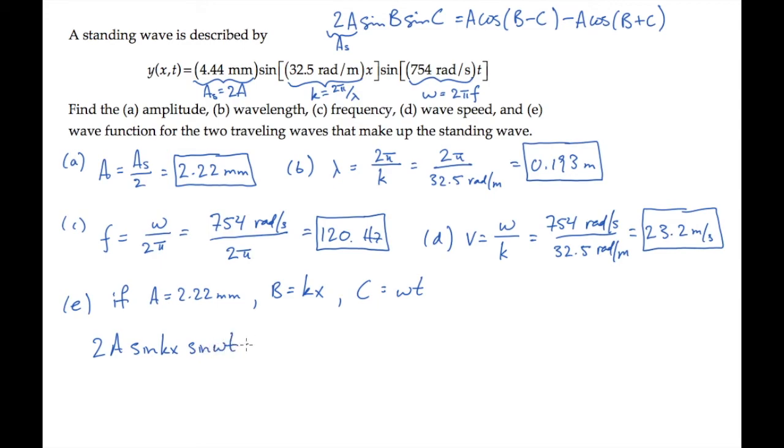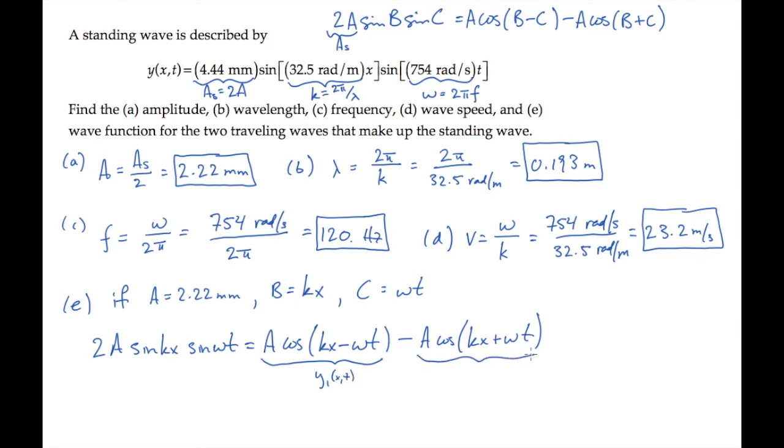On the left is a standing wave, and on the right are two traveling waves. This traveling wave I'll call y1. It's traveling in the positive x direction. And this traveling wave I'll call y2 is traveling in the negative x direction. They each have the same amplitude, wave number, and angular frequency, but they're traveling in opposite directions.